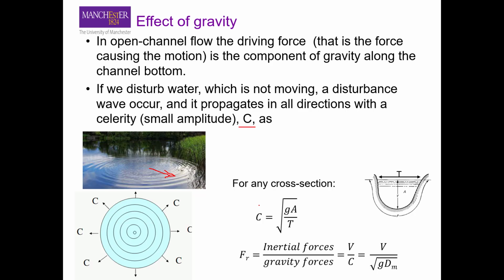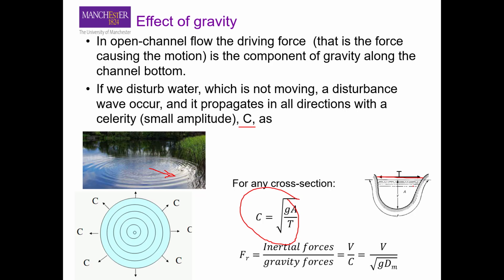And from wave analysis, we know that this constant c is given by this equation: c is the square root of g, that is gravity, times the cross-sectional area or wetted area A, divided by T, that is the surface width. Okay, so T is shown here for this channel.